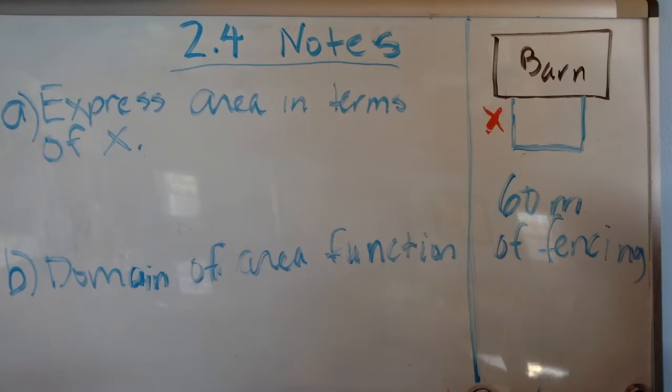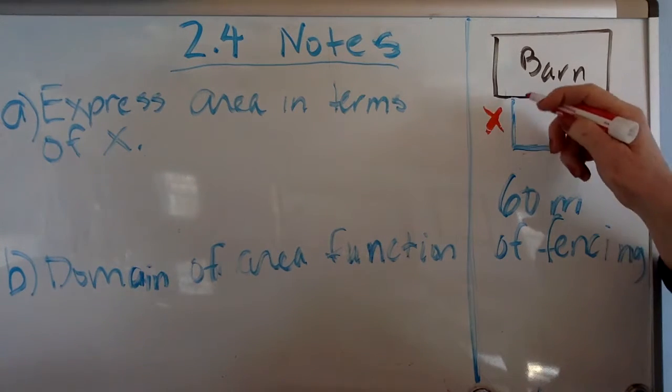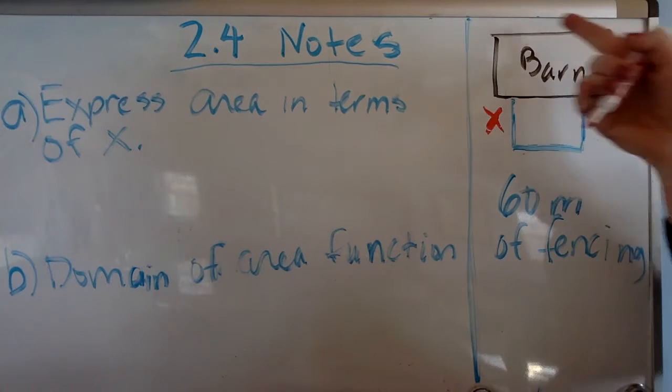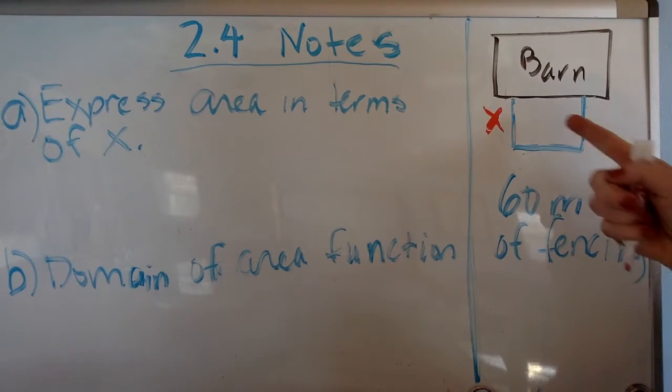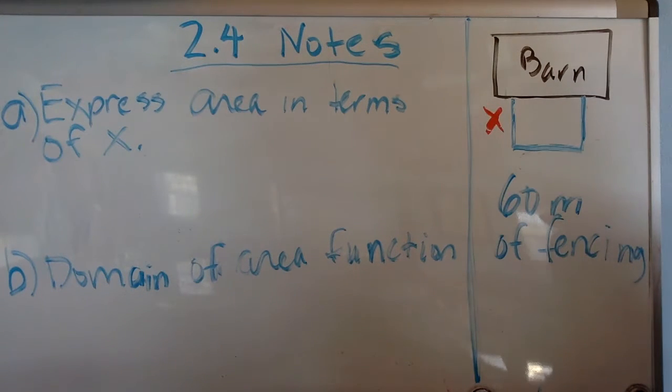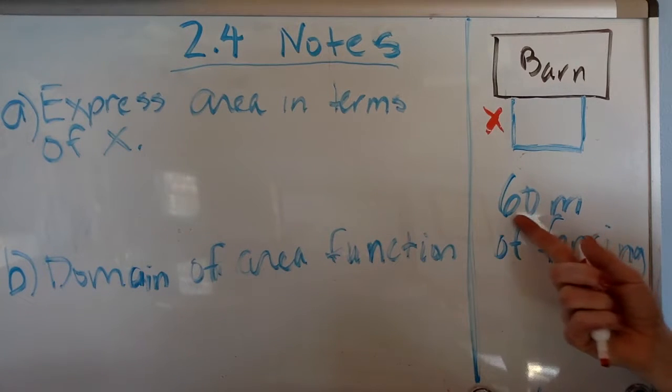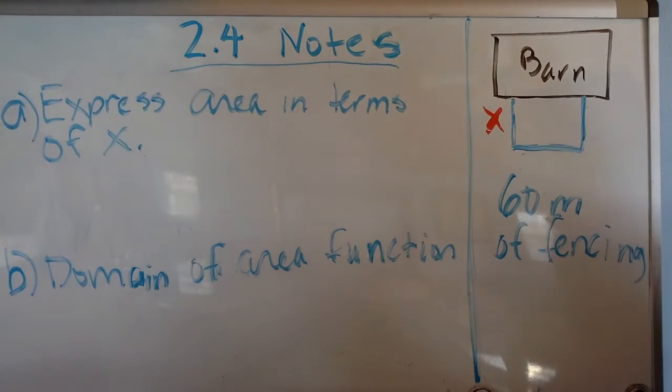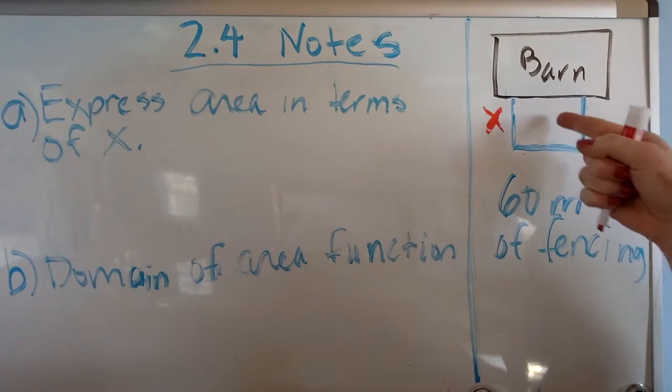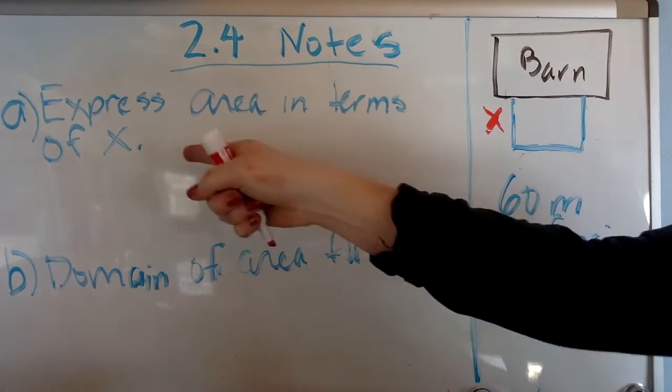Okay, example 1 in our 2.4 notes is a maximization problem. I need to figure out how to make a rectangular dog pen against a barn so that I can get a maximum area out of this. So obviously I'm going to use all 60 meters of the fencing to maximize the area. So let's first express the area of this pen in terms of x.